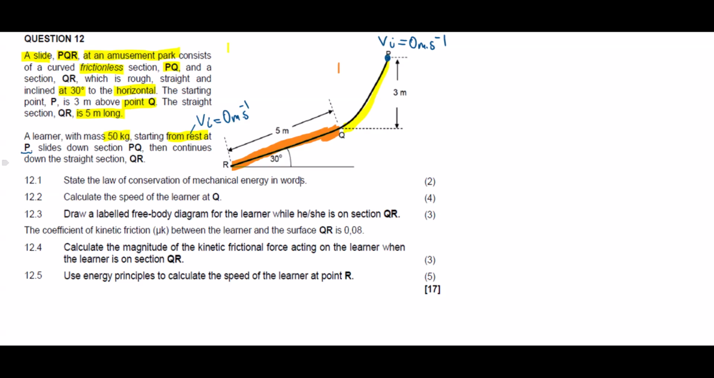Now, a learner with a mass of 50 kg starting from rest at point P slides down. So this learner was here. I'm not good at drawings, but you can see that this learner is here and then going down. It's smooth there, cruising nicely. It's sliding down the PQ and then continues down the straight section QR.